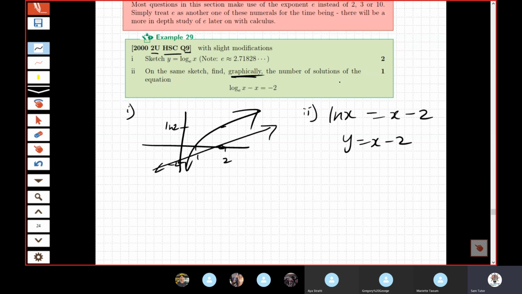Find the number of solutions of the equation. Does anyone not understand that? One solution, right there. By solution, do you mean how many times it crosses? Well, yeah, of course. Isn't that what you've been technically doing? Because a solution means how many times they cut or touch.